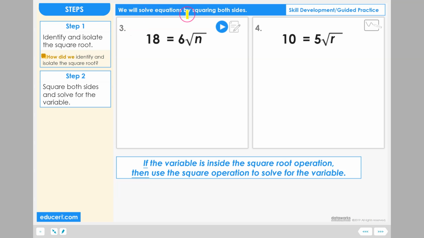Let's solve equations by squaring both sides. Equation number 3. Step 1. Identify and isolate the square root.